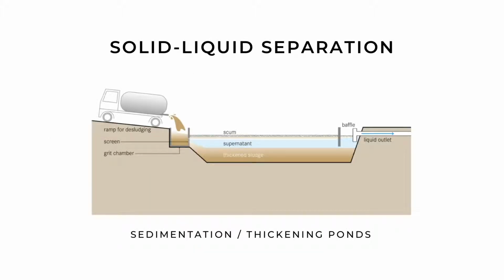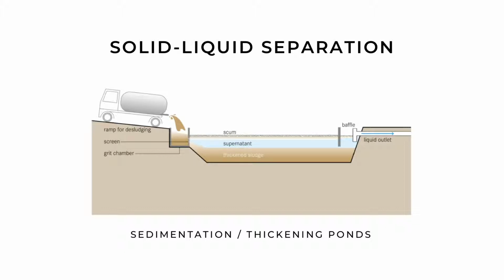Solid-liquid separation happens in sedimentation or thickening ponds, in which liquid fecal sludge is discharged and allowed to rest. This way, solid particles go to the bottom, while the supernatant on the top needs to be decanted and treated separately. Usually, you need 2 tanks operating in parallel, so one can be in operation while the other is emptied. To achieve maximum efficiency, you should plan for a 4-week loading and 4-week resting period.